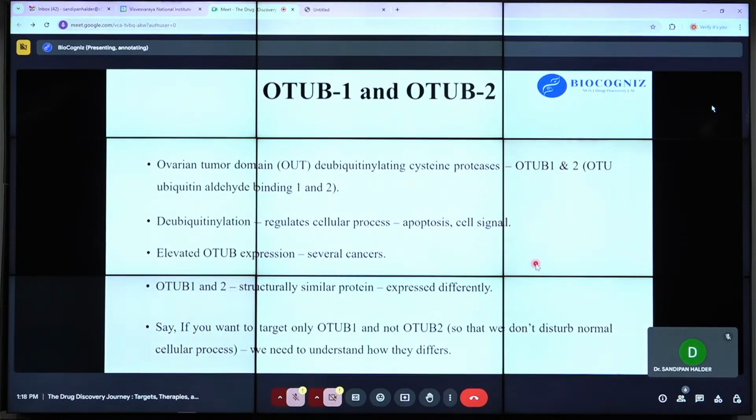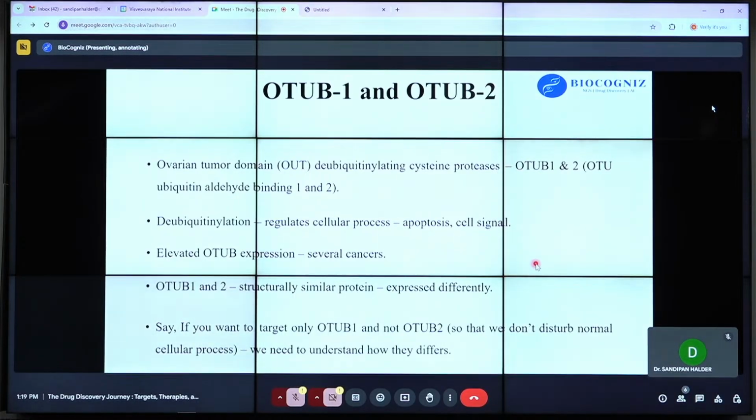For this, we took proteins called OTB1 and OTB2, which are structurally very similar and belong to the family of deubiquitinases. It's a cysteine protease class. Some of you may know that cysteine proteases are a typical class of protein which contain the signature catalytic triad as the catalytic active site. They also have another unique signature: they exist in active and inactive forms. I will talk about that later in the next slide.